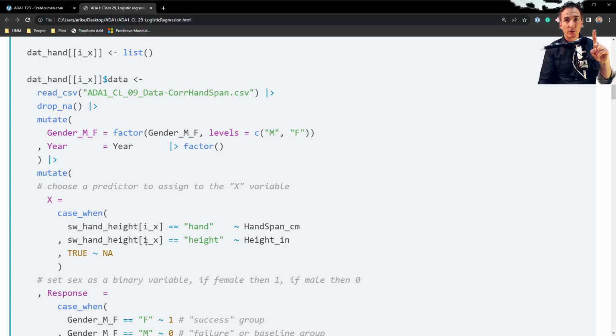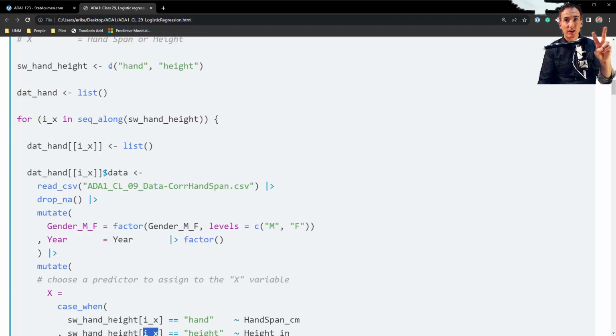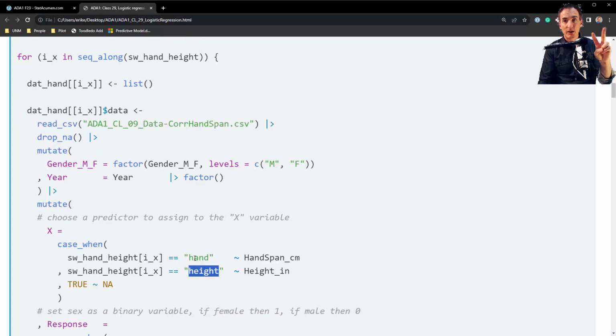On the second time through, IX is going to be equal to 2, and so the second index of this will give you height. And so in that case, height in inches is going to be copied to the X variable. Otherwise, if it gets past these, if this is false, then the last one is true, then NA is going to be copied to X. So we'll know if we get something wrong because our X variable will be all NAs.